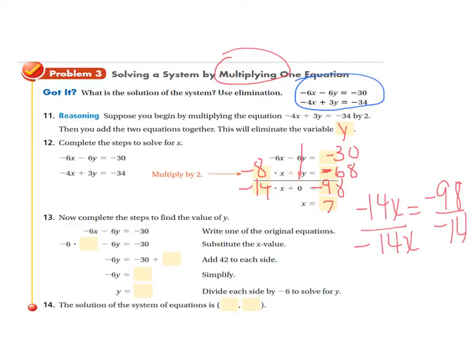Now I have to take this 7 and plug it in to one of the equations to figure out what my y is. So I plug 7 in for x. When I multiply them together, that gives me a negative 42. So I have to add 42 to the other side to get rid of that. That gives me a positive 12. And then when I divide by negative 6, I get a negative 2. So my ordered pair is, my x-coordinate is 7, and my y is negative 2.